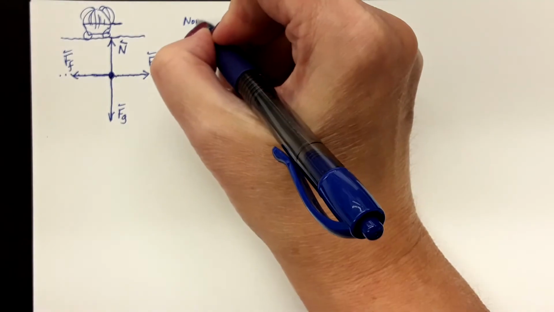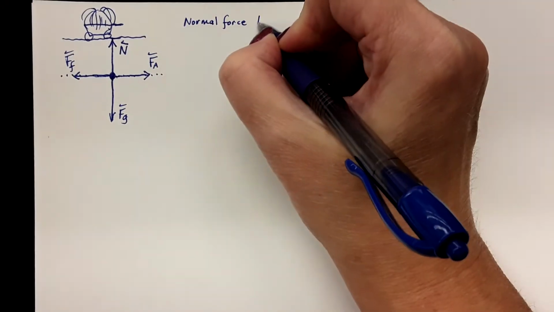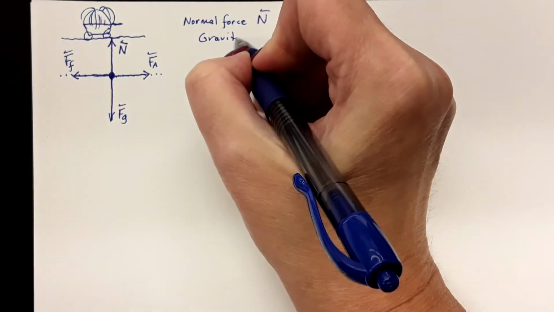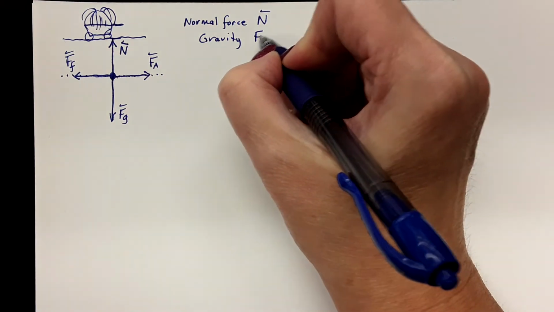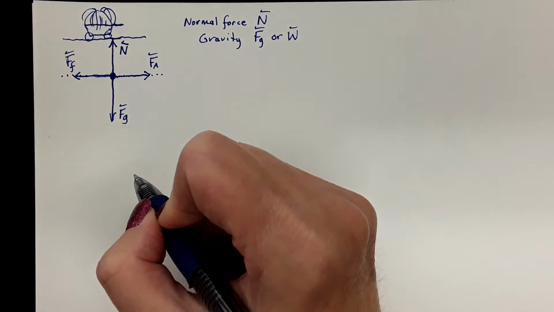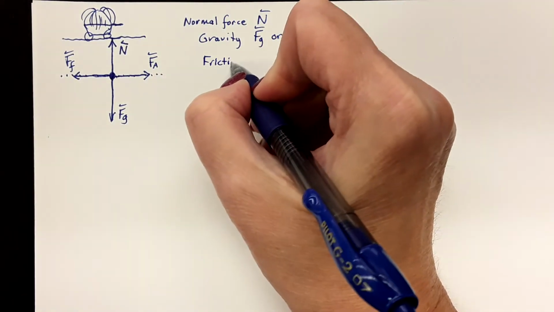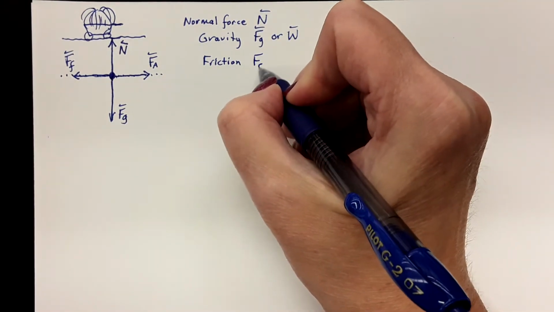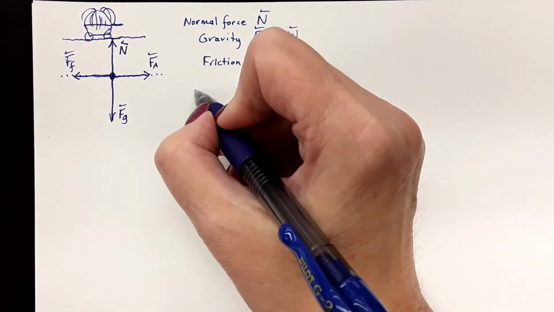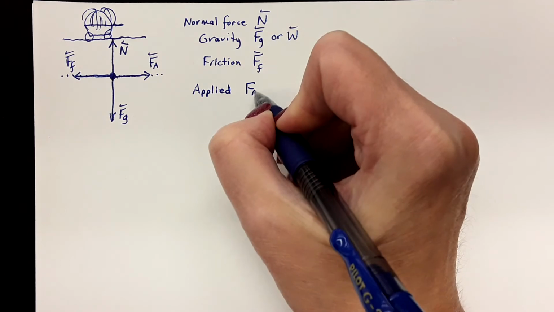So there's 4 symbols right there that you need to know. Normal force from a surface, we use a capital N. Gravity or weight acting on it from the earth, we use F sub G. You could also use a W, same thing. Friction, we use a capital F, subscript F. Applied force, we use an F sub A.